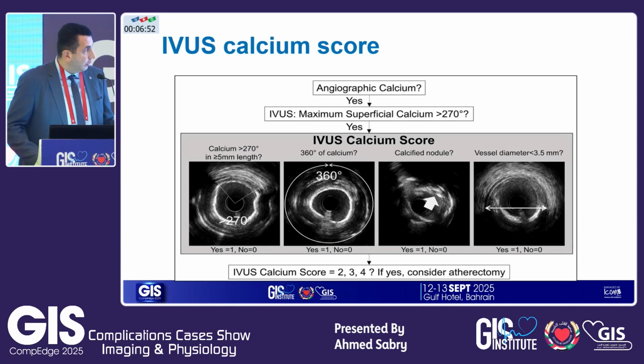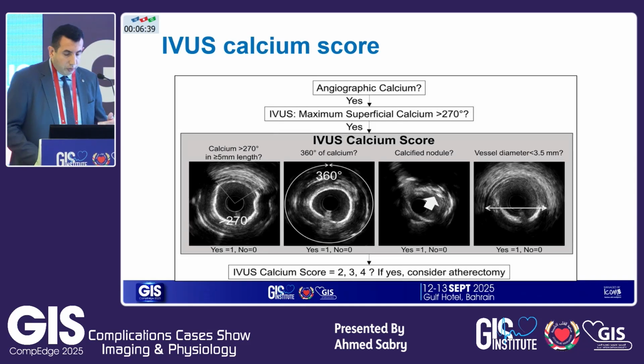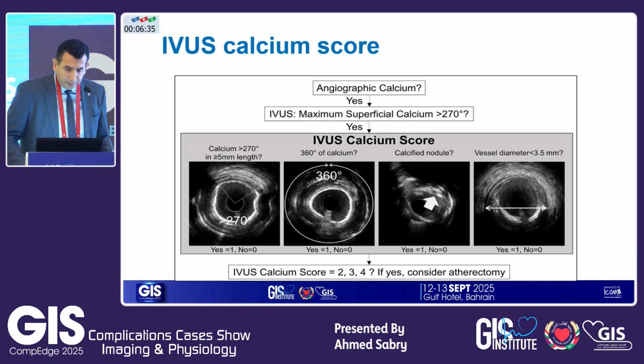If the calcium is concentric at 360 degrees, it is also a score of 1. Calcified nodule gives 1. And vessel diameter less than 3.5 gives us also 1. So if the score is 2 or more, here we need to consider atherectomy.